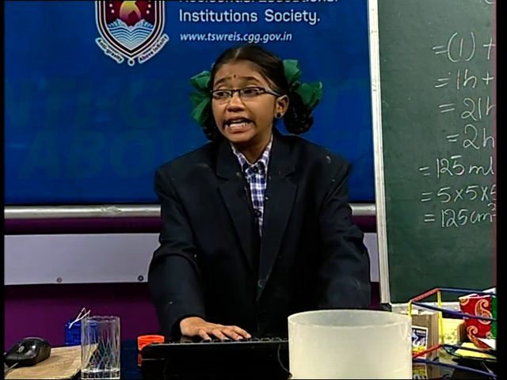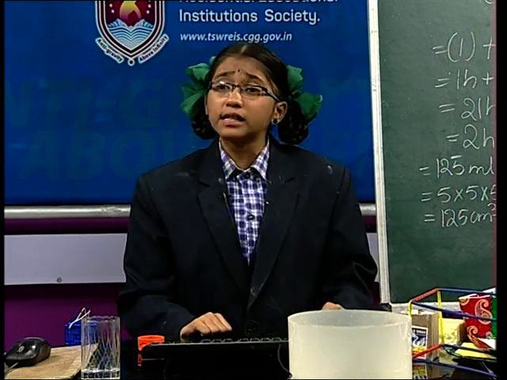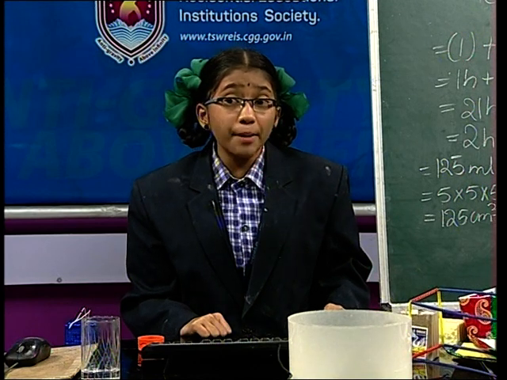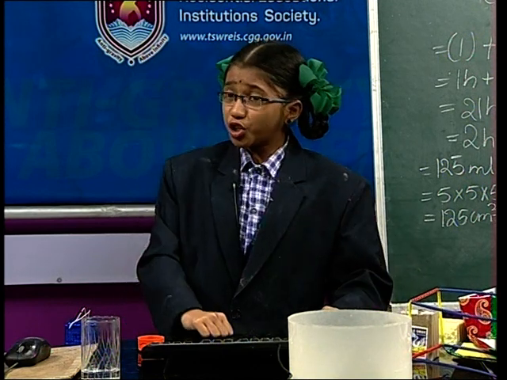So, all the edges are equal in a cube. In a cuboid, all sides are not equal. All dimensions are equal in a cube. Very good.